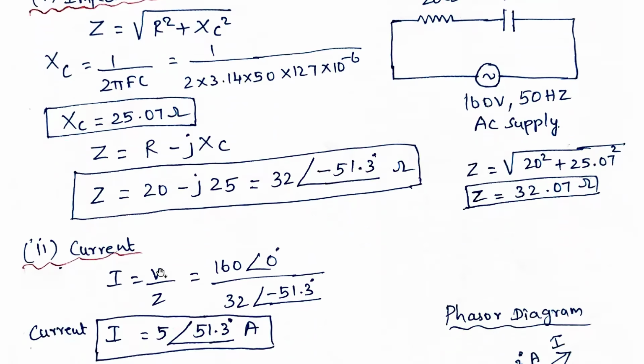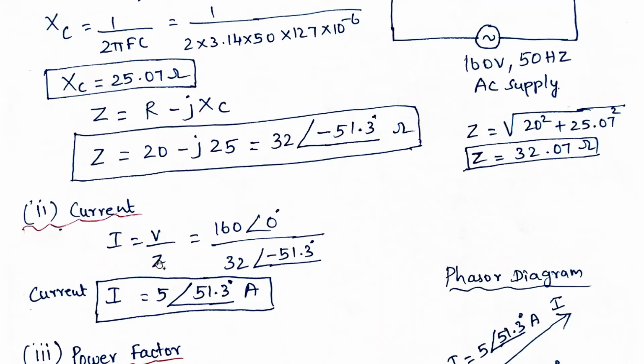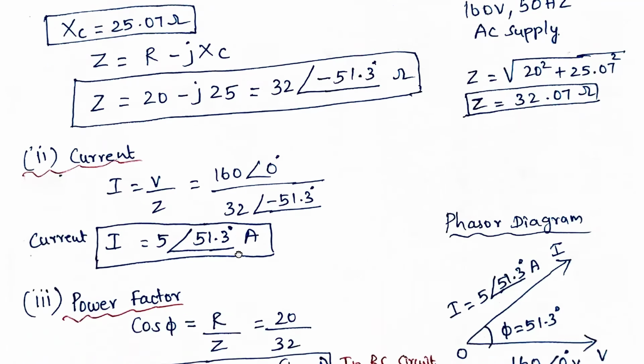That is Z. Now we need to find the current. Current I is equal to V by Z. V is 160 at the angle of 0 degrees, divided by Z, 32 at the angle of minus 51.3 degrees. If you simplify, you will get 5 at the angle of... When the angle is in the denominator and moves to the other side, the sign becomes opposite. Here it is minus, so it becomes plus: 0 plus 51.3 is 51.3 degrees amperes. So this is the current.